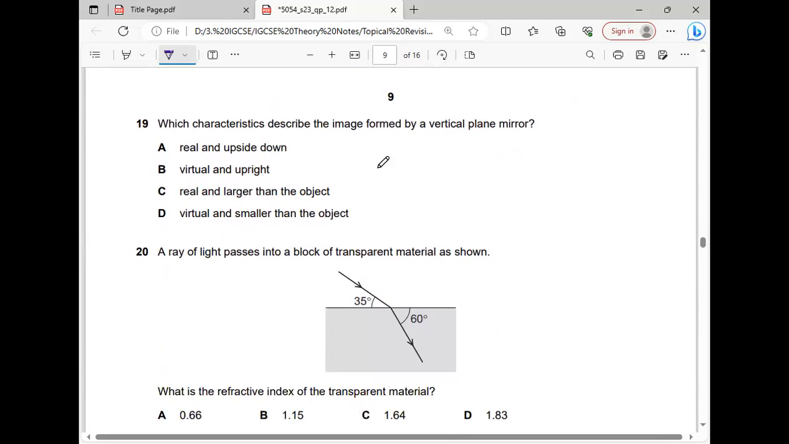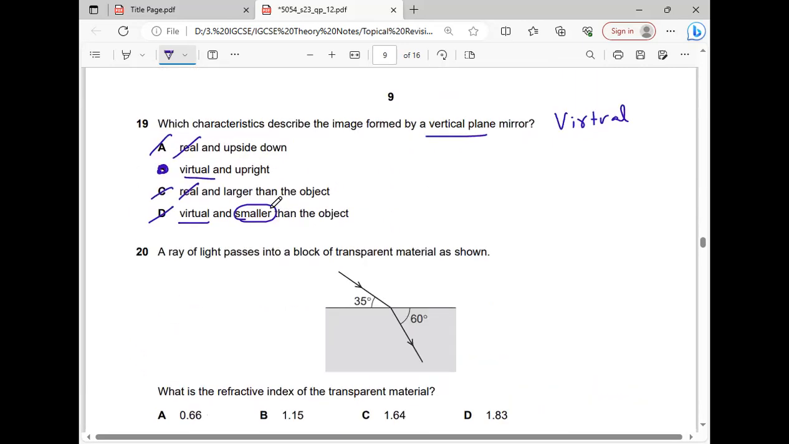Which characteristics describe the image formed by a vertical plane mirror? We know that images formed in vertical plane mirrors are always virtual. Option A is eliminated. Option C is eliminated. Virtual, virtual. Now, in a plane mirror, image cannot be smaller than the size of the object. So option D is gone as well. So which option is correct? Option B is the correct answer.